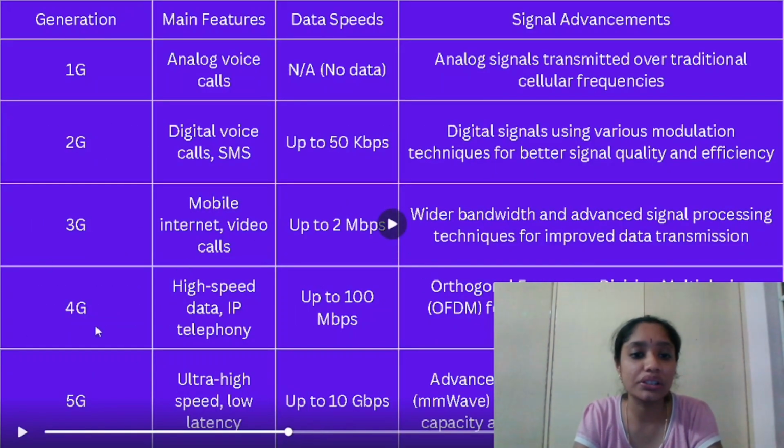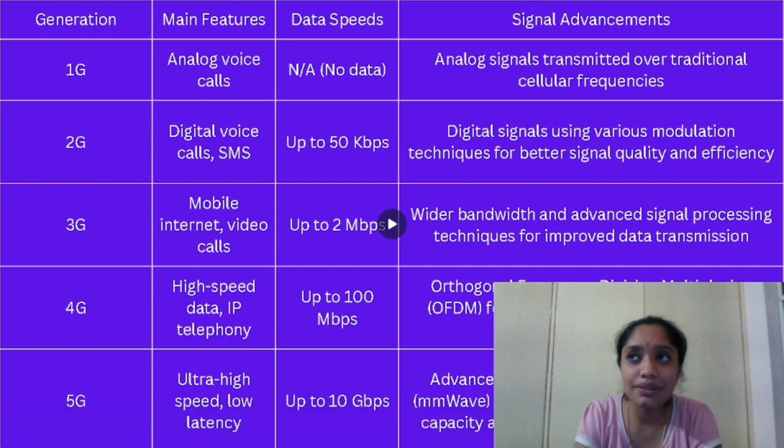What was under 3G? Mobile internet, video calls, and the data speed was up to 2 Mbps, wider bandwidth, and advanced signal processing techniques for improved data transmission. Under 4G, high speed data, IP telephony up to 100 Mbps, orthogonal frequency division multiplexing for enhanced spectral efficiency and better signal stability. I remember those times when Jio introduced a free mobile data connection for a period of a year.